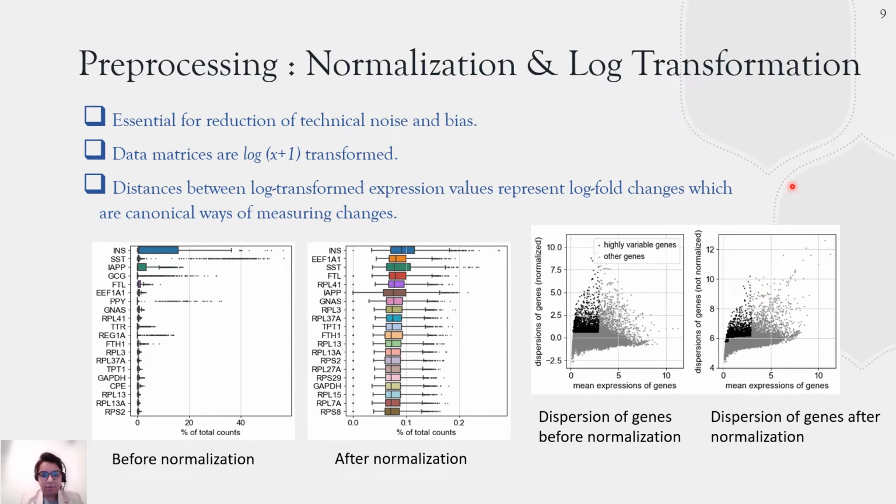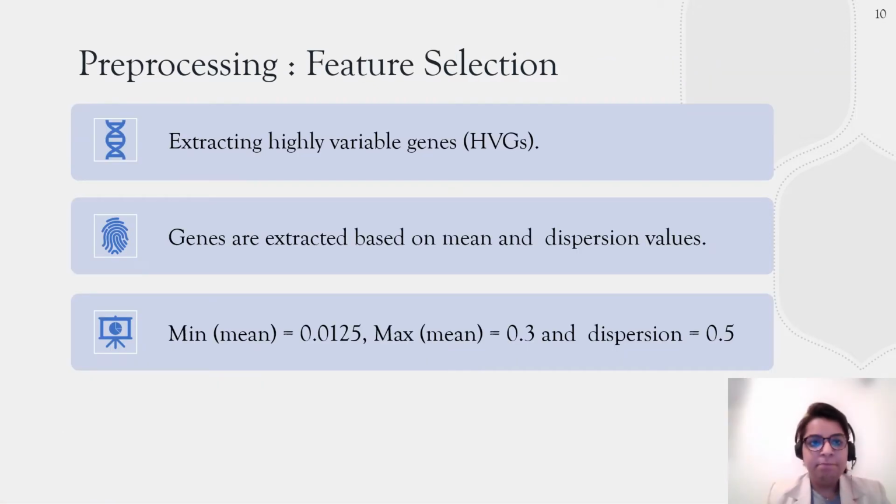Once the data is normalized, the data matrices are log(x+1) transformed. After per-gene quantification, we selected a subset of highly variable genes to use in downstream analysis as they are informative. Genes are extracted based on the mean and dispersion values as mentioned here.